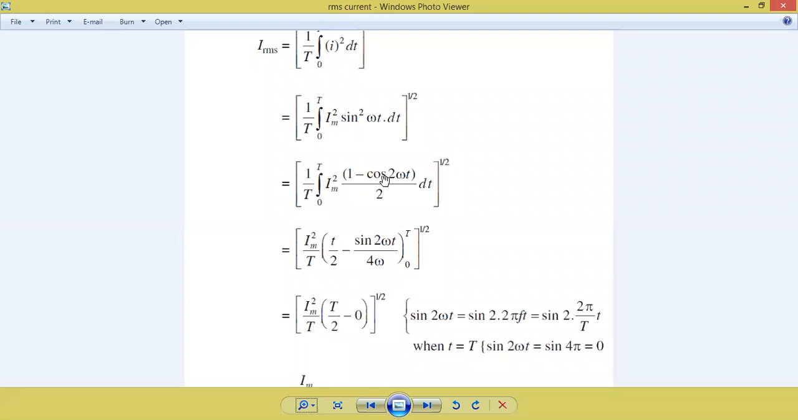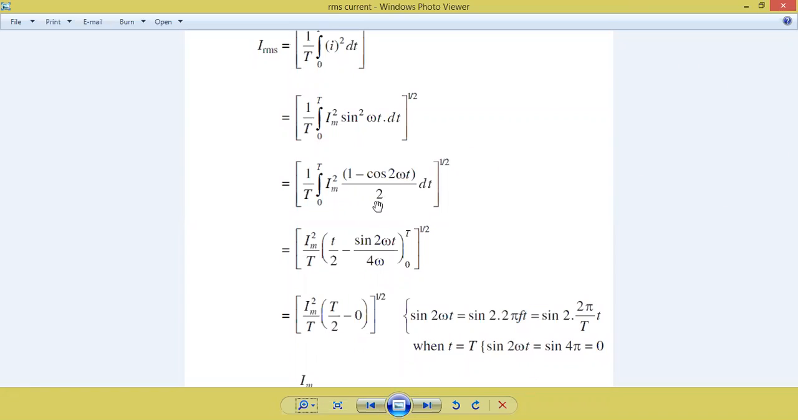Remember, integration of sine is minus cos and integration of cos is only sine. Now integration of cos 2 means what? Integration of cos 2 theta is sine 2 theta by 2, because the derivative of sine 2 theta gives an extra 2. All of you, please don't get confused. Derivation of sine 2 theta gives cos 2 theta into 2, so integration of cos 2 theta means sine 2 theta by 2.